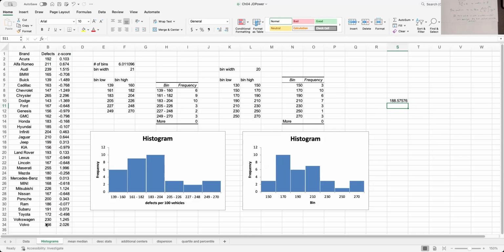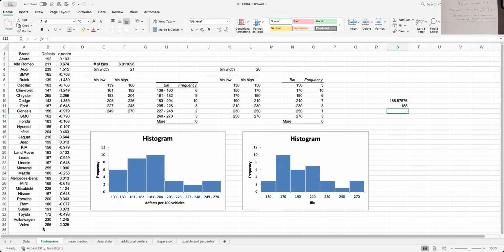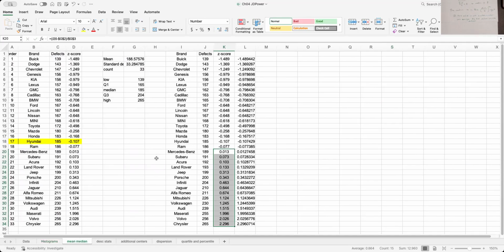If I want the median, equals MED. Look, MED, and it says you can use the median. Median of the same list. Oops, too far. There. The median's 185. So half of my numbers should be below 185 and half of them should be above. If I'd sorted that list, we could actually physically draw out where they occur. I think I did that over here. Yes, here's the sorted list right here.